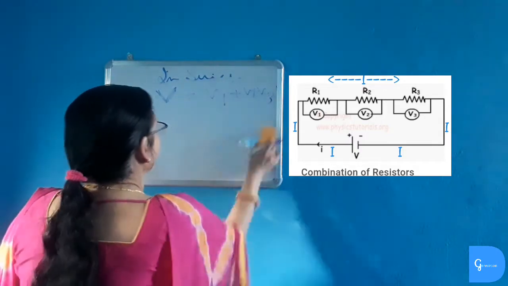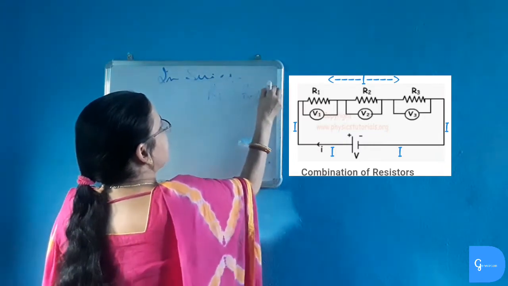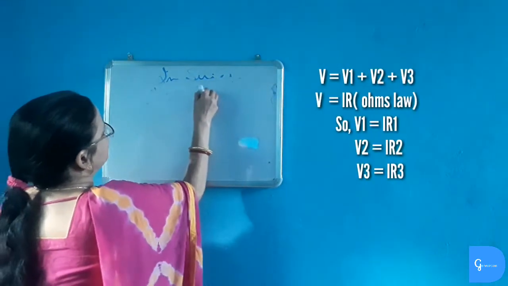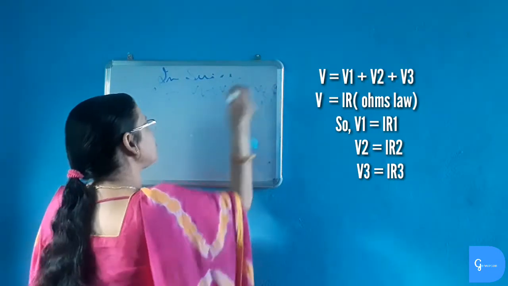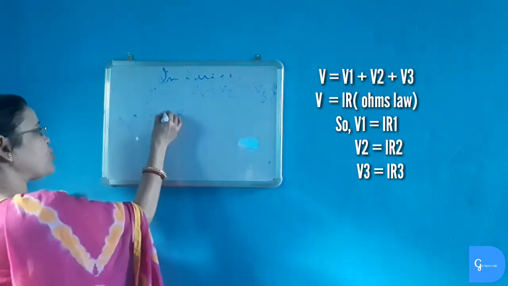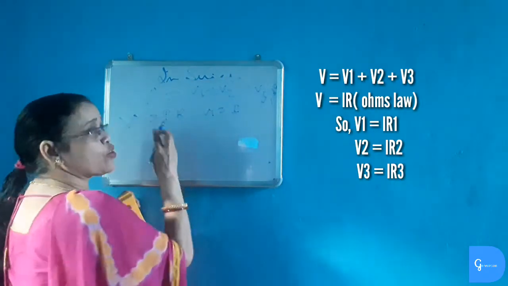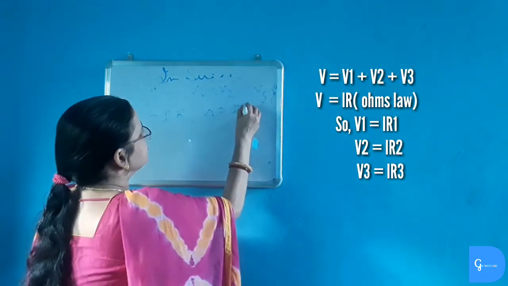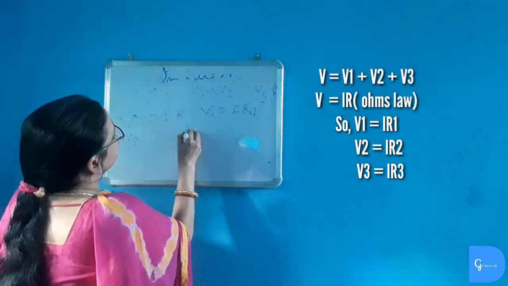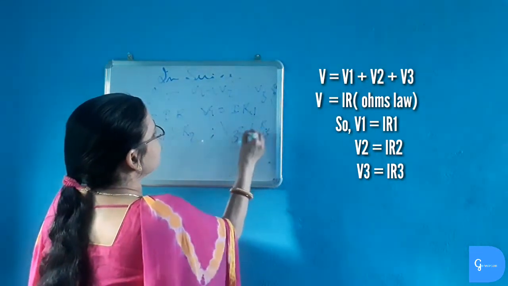Now we will derive the formula. R is equal to R1 plus R2 plus R3. We have seen that V will be equal to V1 plus V2 plus V3 and so on. And again, according to Ohm's law, V is equal to IR, that is current flowing in the circuit times resistance. So V1 will be I, the current flowing in the circuit, which is always the same, into R1. V2 will be I into R2, and V3 will be I into R3 and so on.